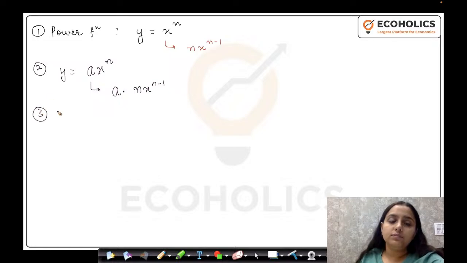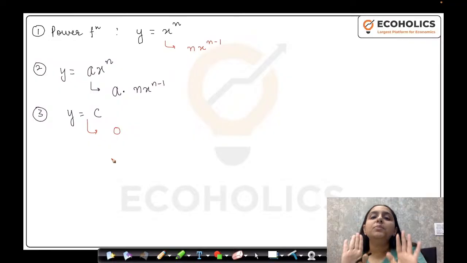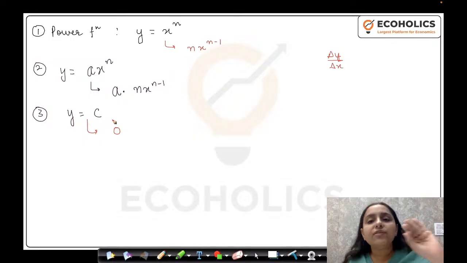But if you have a constant number, y is equal to c, a constant number, its derivative will be 0 because a constant number is fixed. The constant number will not change and hence y will not change. Derivative की definition यही है, change in y due to change in x. The y is equal to a constant number. The y is never changing.